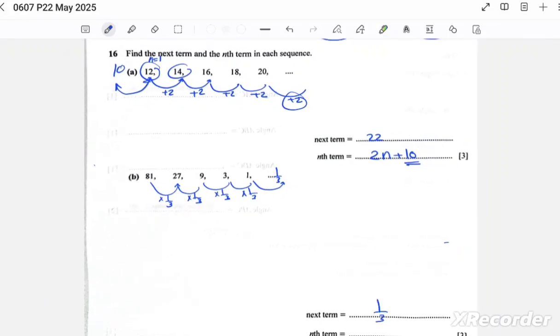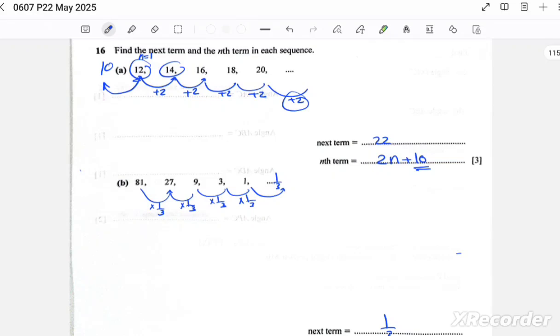Okay, is this one arithmetic? No. We are not talking here about addition or subtraction. Here we are talking about multiplication. So this one is a geometric sequence. Okay. In a geometric sequence, we have a formula, a r to the power of n minus 1. A is the first term. R is the common ratio.